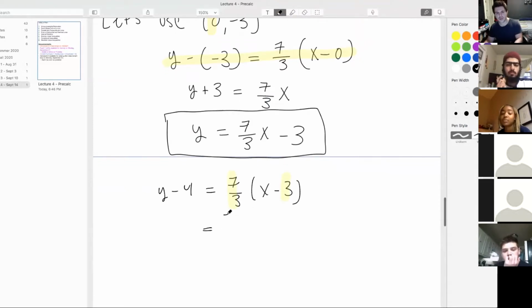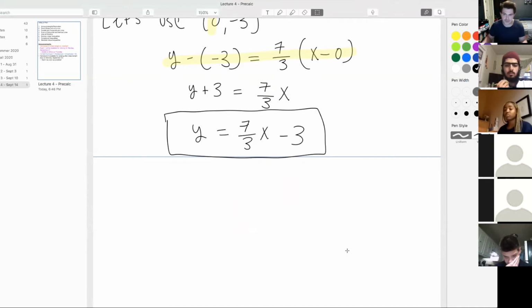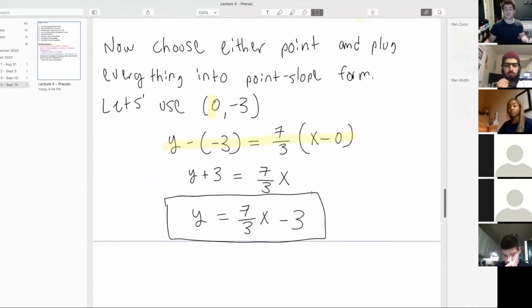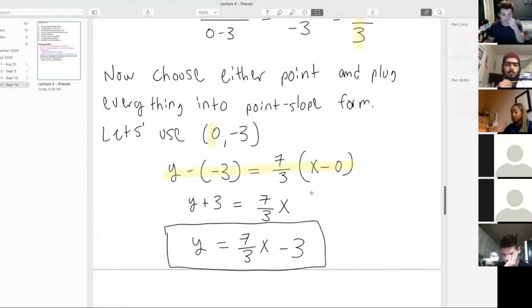Yeah, so just the right side would be 7/3 x, and then you just multiply straight across. Well, actually, you can just cancel out the 3's like that. So it would just be -7. Okay. Yeah. Thank you. That's a quicker way to do it. But yes, you will get the same answer if you use the other point. So there's no worries with that.